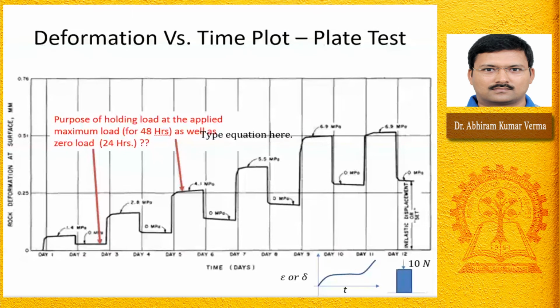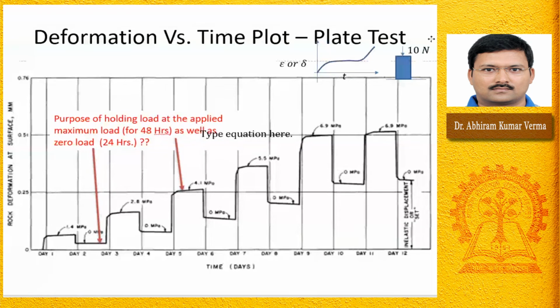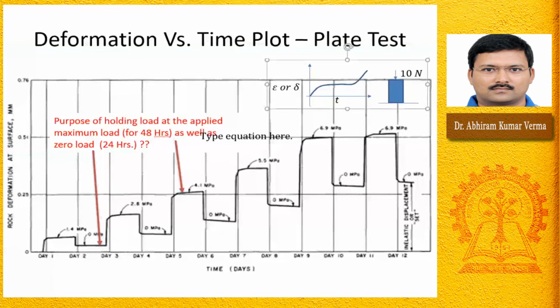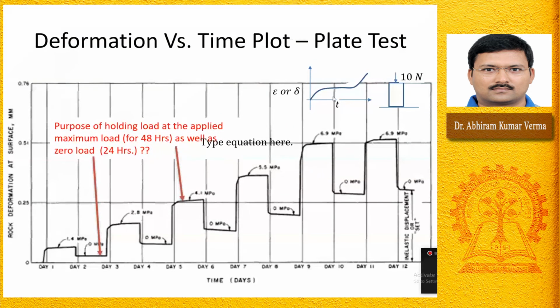We are calling this a creep curve, and this is a very standard curve to explain the creep phenomenon. Okay, so you'll find that it keeps on increasing. We can divide this curve into three different parts: primary creep, secondary creep, and tertiary creep. Once you are in this stage, you cannot stop the failure of the material.